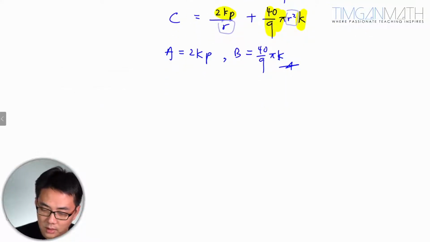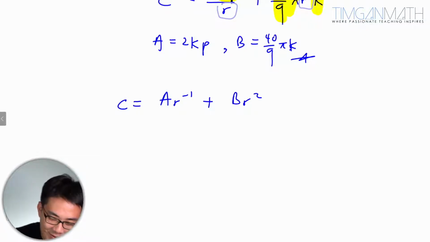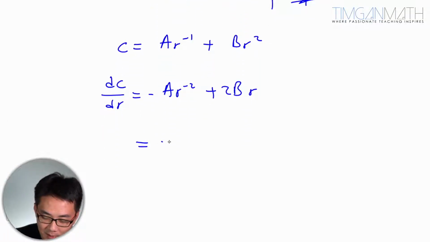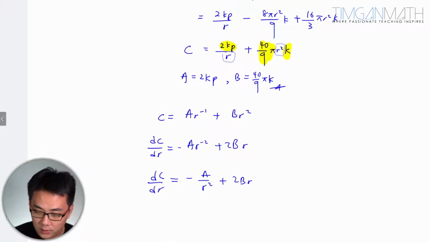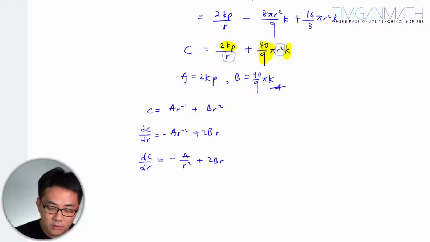So actually you could even leave it as C equals A over R minus 1, because it's easier to do it. I don't really like too many variables there. So dC/dR, which is minus A R^-2 plus 2BR, right? So in this case it will be minus A over R squared plus 2BR. So in other words, if you can't solve for your A and B in terms of P and K, you can just use this and continue on in the exam. Don't need to solve everything, right?